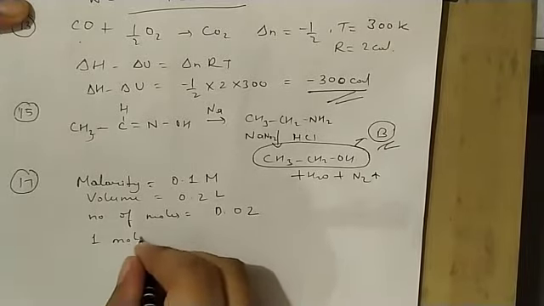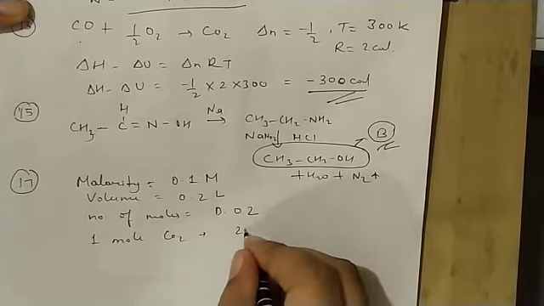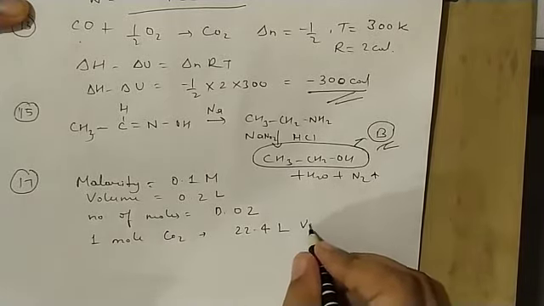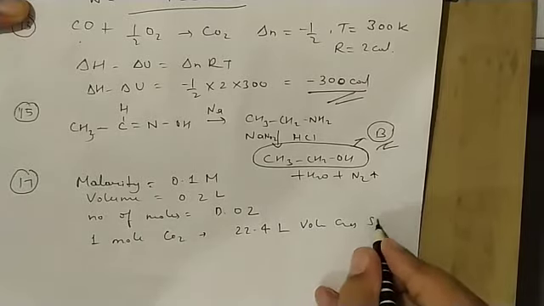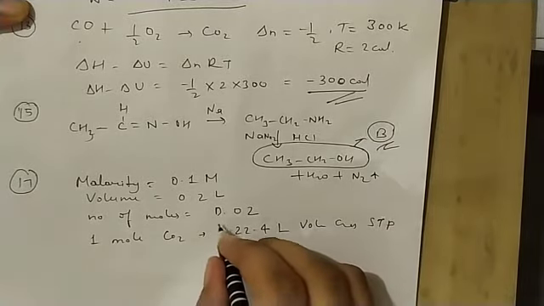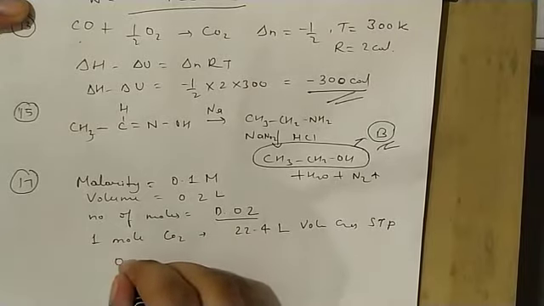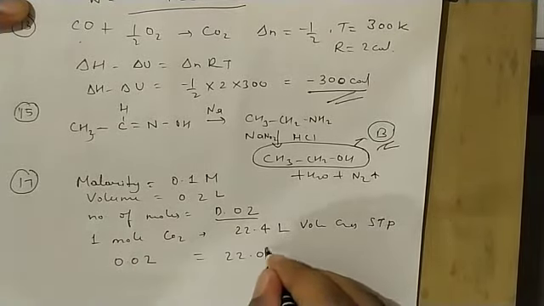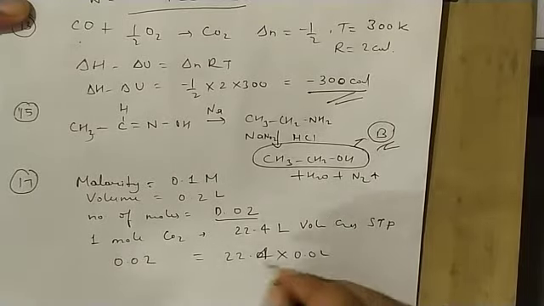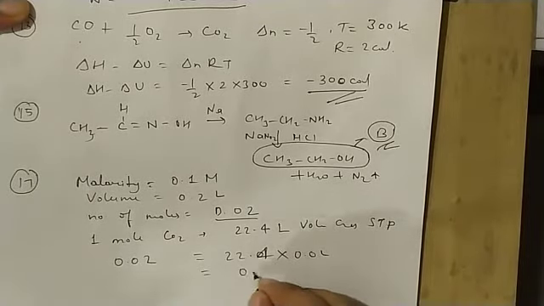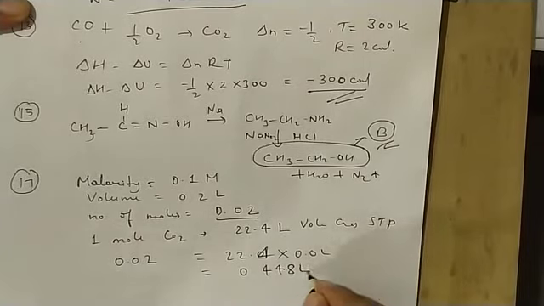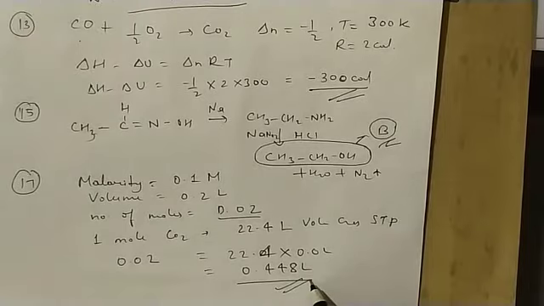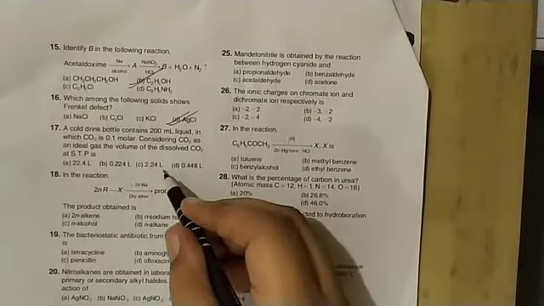We know that 1 mole of CO2 will occupy 22.4 liter of gas at STP. We have to calculate the volume for 0.02 mole, so we multiply both sides by 0.02. 22.4 into 0.02 comes out to 0.448 liter. 0.448 liter of CO2 is dissolved. Let us see the options. Option number D is correct in this case.